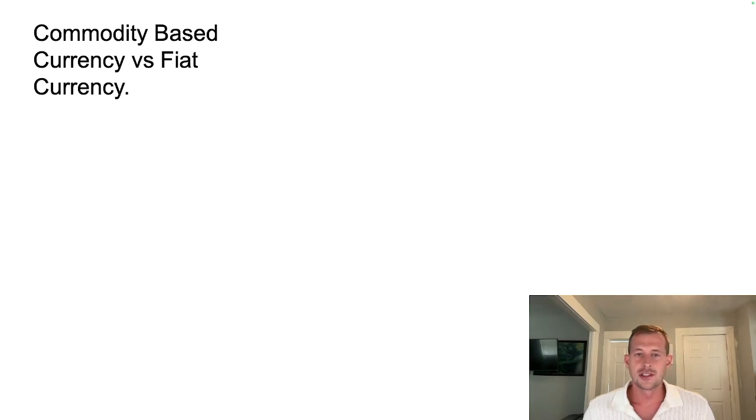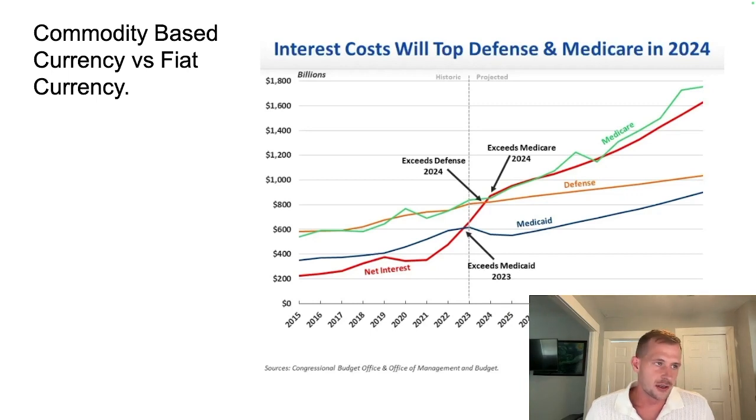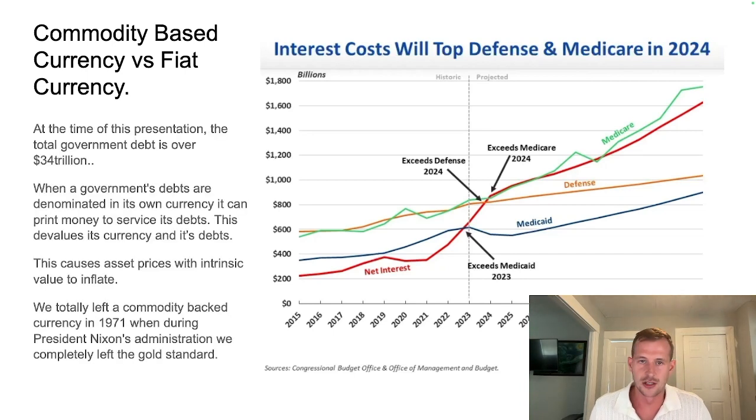So commodity, I wanted to touch on this as well, commodity-based currency versus a fiat currency. And in this chart here, we can see that this is in the United States, our current interest rate costs are exceeding everything else in 2024 for a period. That exceeds our defense spending, Medicare, Medicaid, pretty much everything. So that's a real problem. At this time, we're at over $34 trillion in government debt. And when you're paying interest that exceeds all your other spending, you can see where that starts to spiral out of control pretty fast. So the United States government is currently in a very interesting situation.